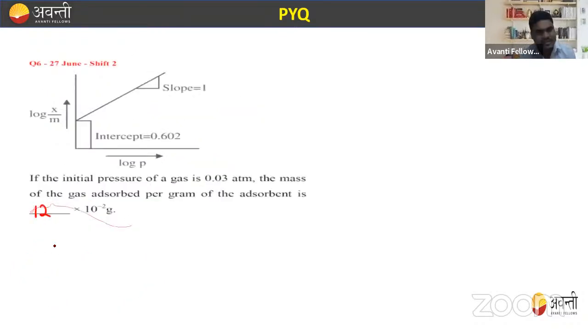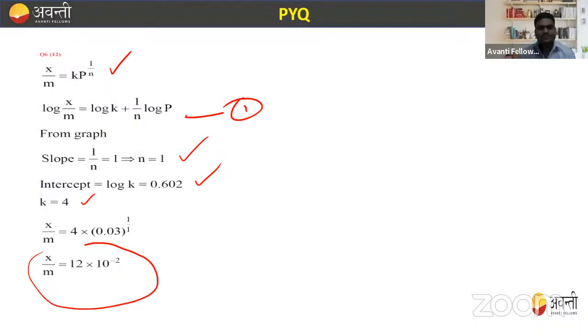Okay, so the correct answer is 12. I hope it is clear to you. How does 12 come? From the last 2 years, 3 or 4 questions are coming only from this topic, that is adsorption isotherm. So just try to learn this formula, that is log x by m is equal to log k plus 1 by n into log p. This one is a very important formula, and many times questions are going to be asked from this topic only, and this is one of the simplest topics, I say, right?